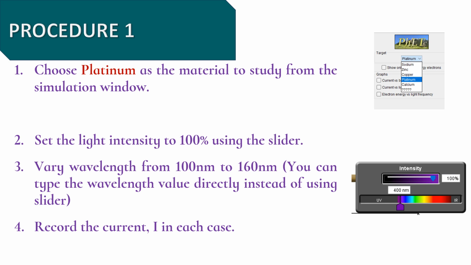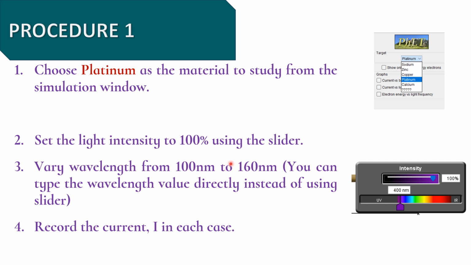Now let's go through the procedure that we need to follow to be able to achieve this experiment. The first thing to be done is to select the metal of choice. In the first part of this procedure, we are to select platinum, so you can click here and select platinum. Then next, set light intensity to 100%, which is just to move the slider to 100%. Then vary wavelengths from 100 nanometer to 160 nanometer. The value of this wavelength can simply be typed here. Just click on this, type 100 and press enter on the keyboard.